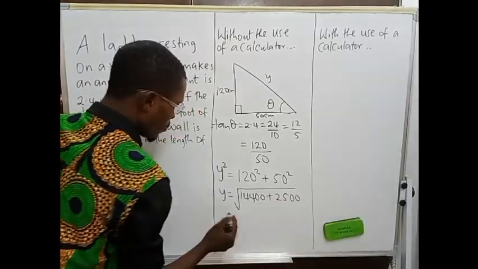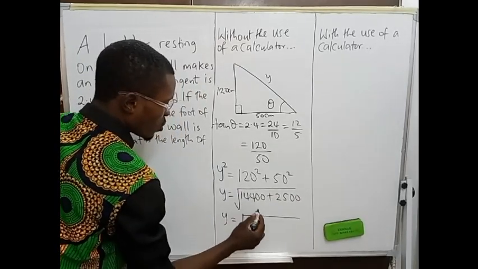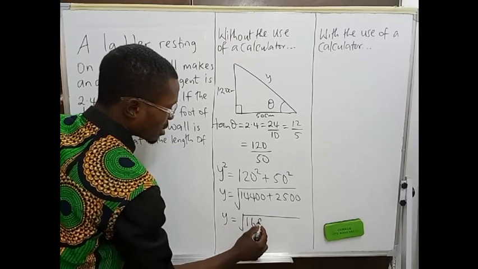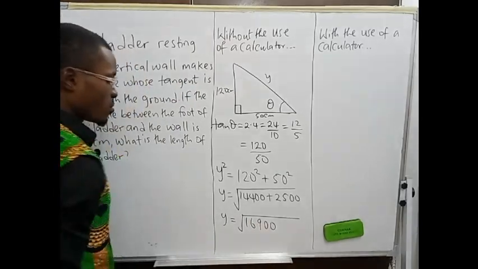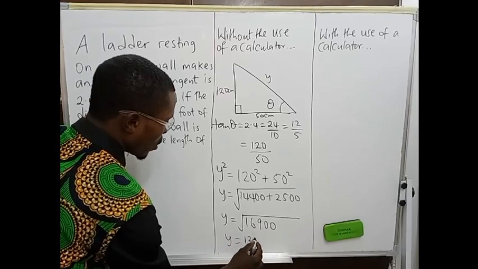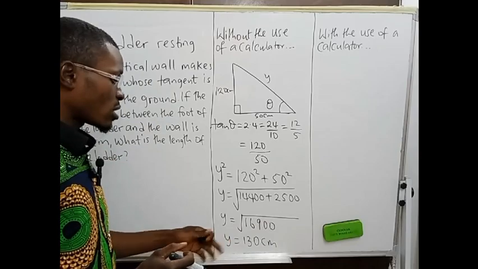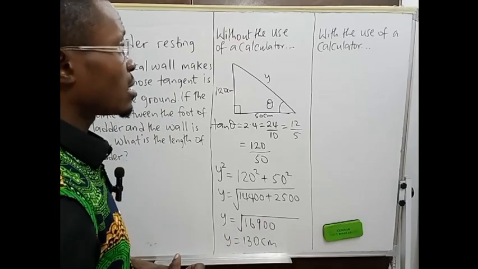Okay? And what will this give us? Our y equals the square root of 16900. Meaning our y is 169 times 13, which gives 130 centimeters. That is the value of our ladder. So our ladder is 130 centimeters.